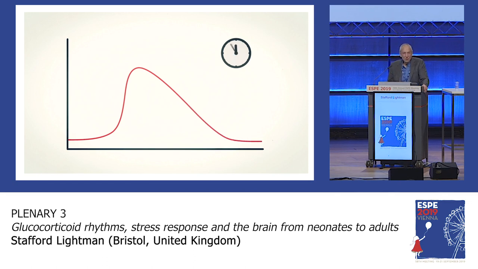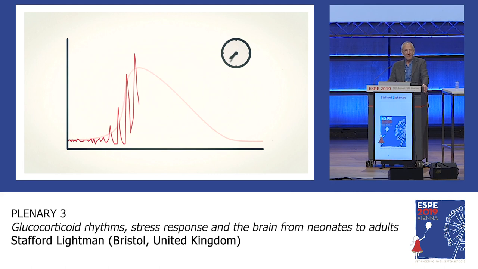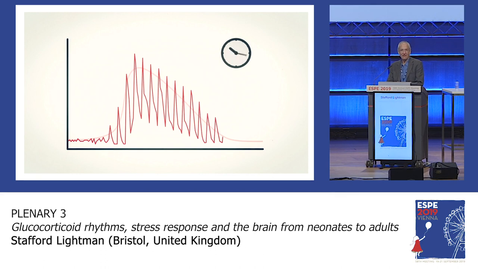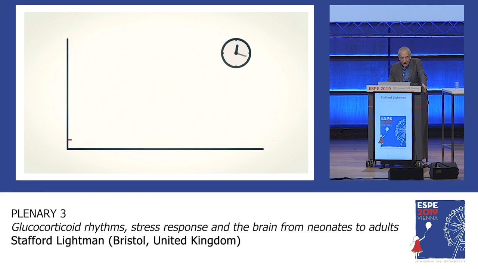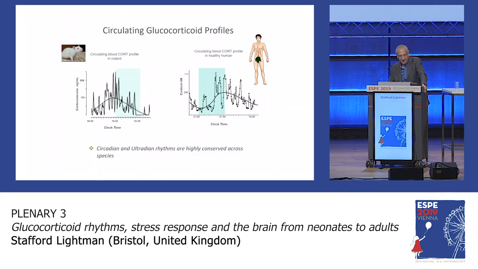But actually, if you look at any one individual, it's quite different. It's certainly very low at night, but then at about 3 a.m. you start getting these huge oscillations of cortisol, which continue throughout the rest of the day. So it's a very episodic, pulsatile release of cortisol. This episodic release of cortisol happens in every mammalian species that's been tested.